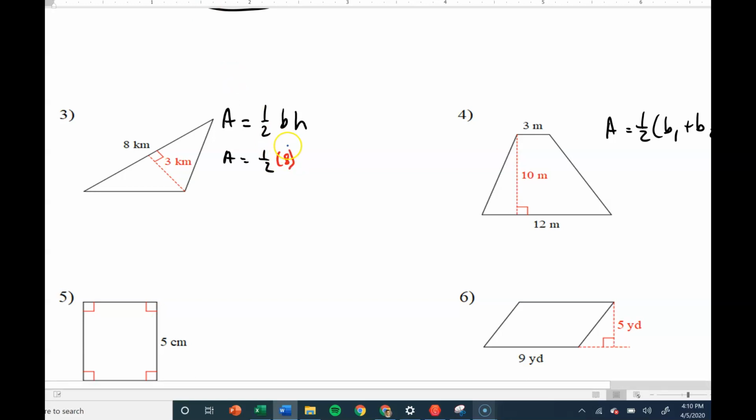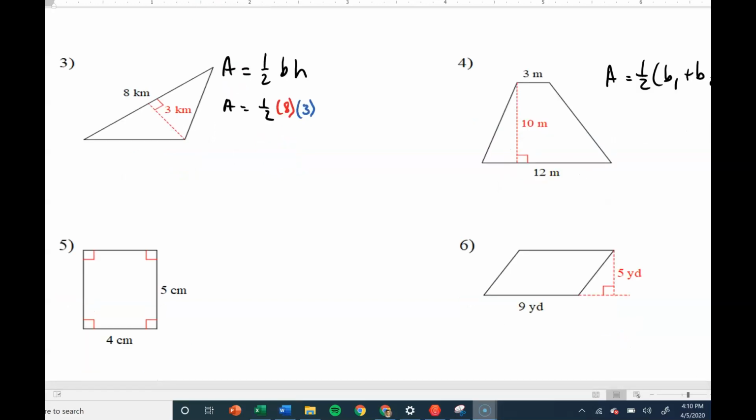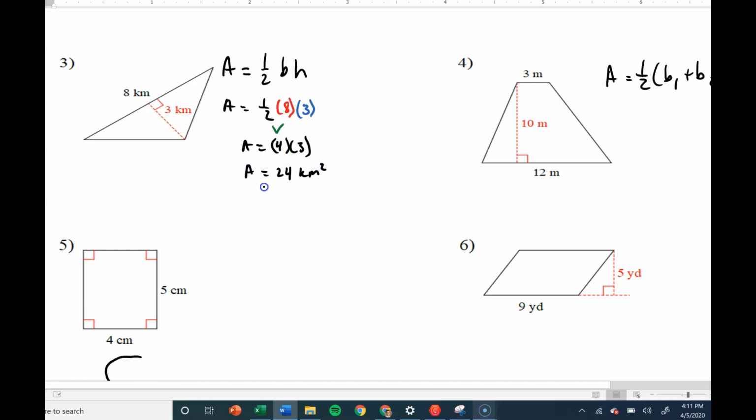times height of 3. So there's 2 ways I could do this. I could do 8 times 3, which is 24, and then take half of that. Or I could just take half of 8, which is 4. So area is equal to 4 times 3. And then I get my answer of area is equal to 24 kilometers squared. Don't forget to make sure your units are squared, and then don't forget to circle your answer.